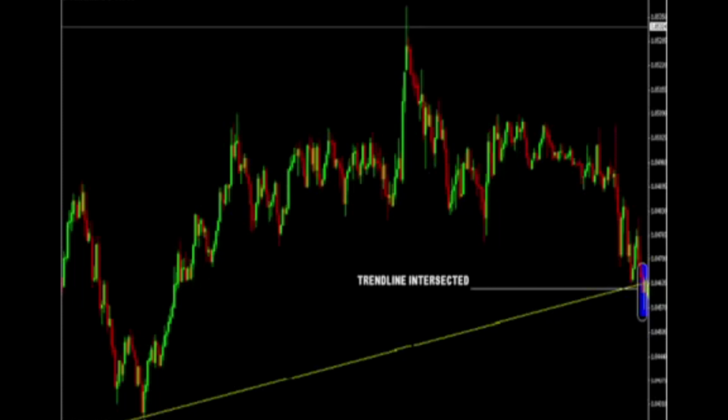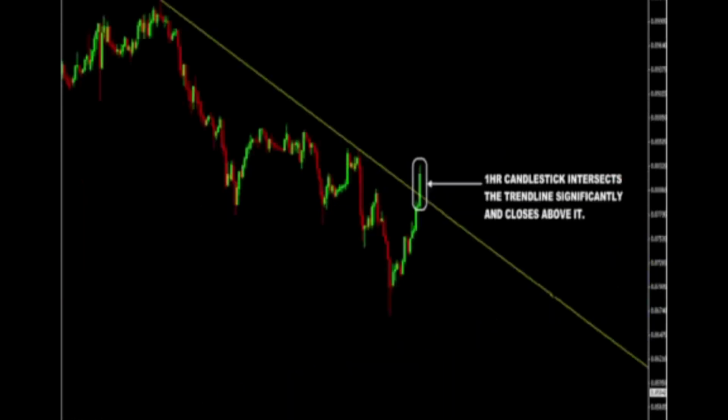The second is the length of the body of the candlestick, whether it is long or short, that closes above the downward trend line or below the upward trend line. Let's just finish with the third one, then we explain. The third is the close of the 1 hour or 4 hour candlestick. Now I will explain in detail.